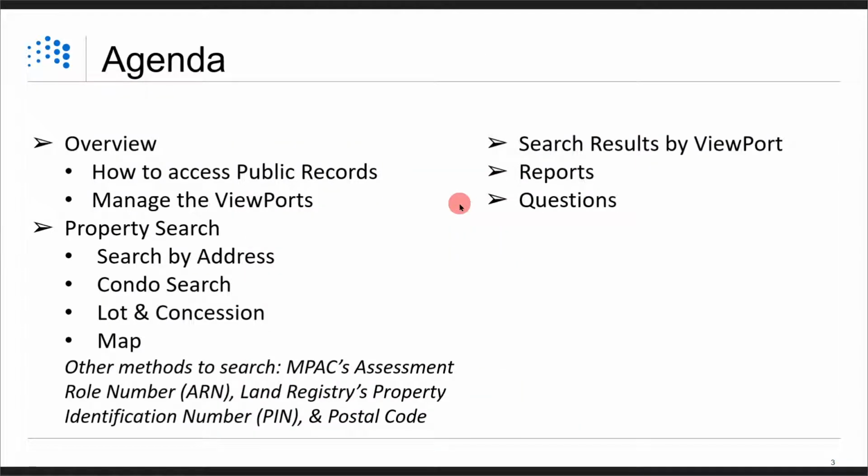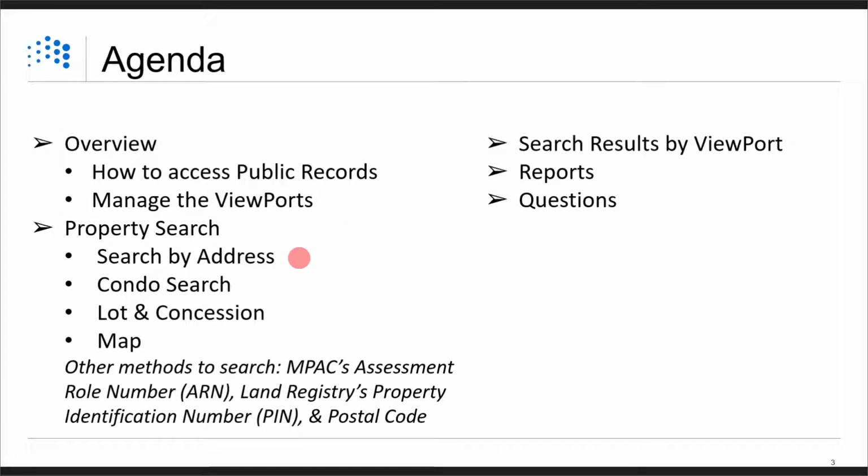So what are we looking at today? Well, first of all, we're going to find public records. And it has multiple names, by the way. Some people call it MPAC, some people call it public records, some people call it Property Line. Its official name is Property Line, but people refer to it through multiple names. We're going to see where you find it. Then we're going to deal with the viewports, which are different windows. There are 5 of them that allow you to see different types of information for each property that you search in Property Line.